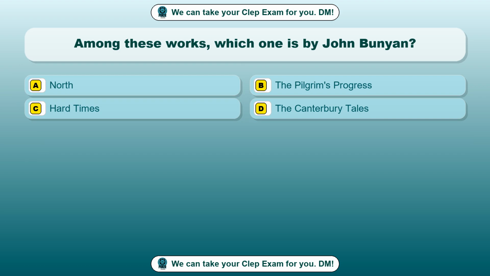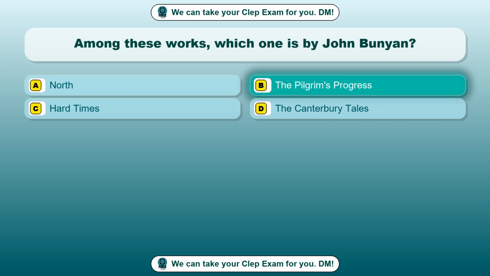Question 43. Among these works, which one is by John Bunyan? Option A, North. Option B, The Pilgrim's Progress. Option C, Hard Times. Option D, The Canterbury Tales. The correct answer is option B, The Pilgrim's Progress.